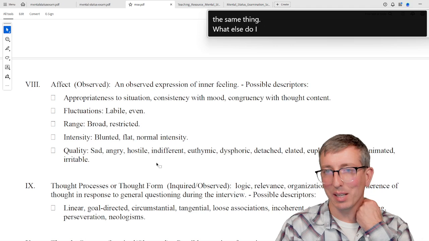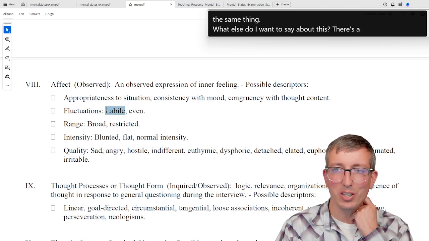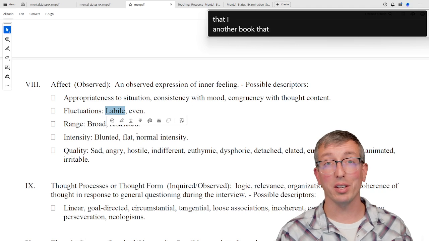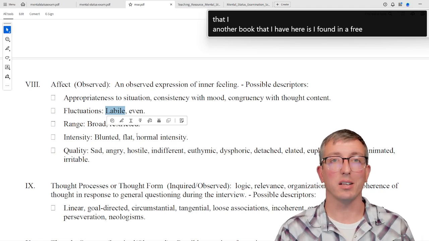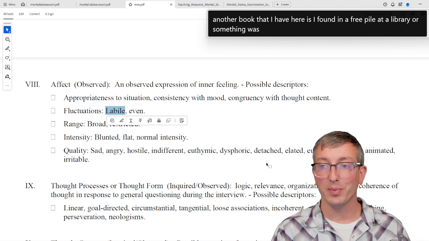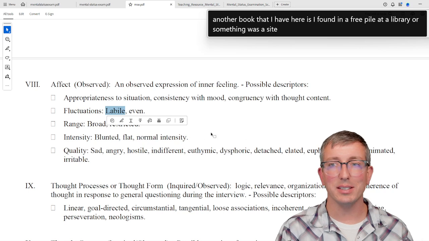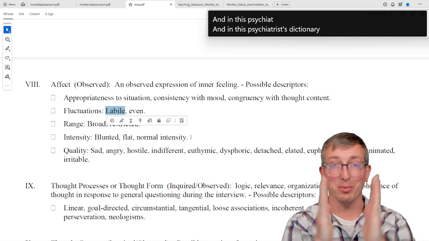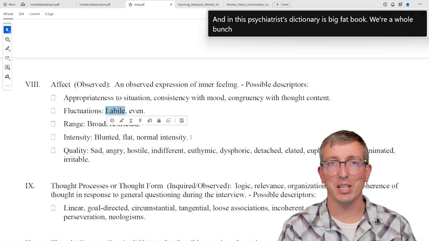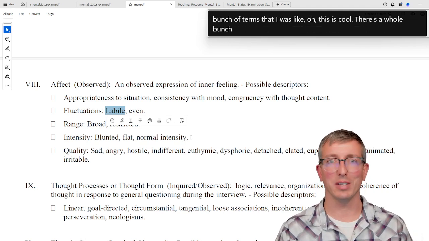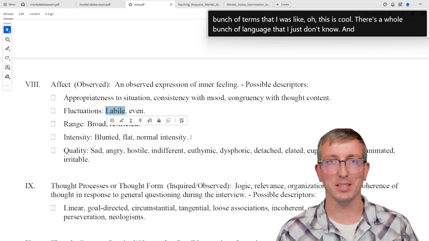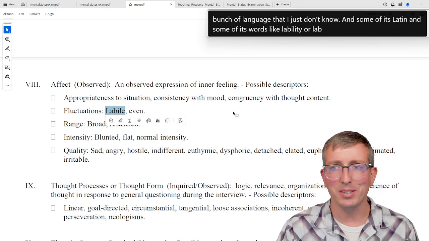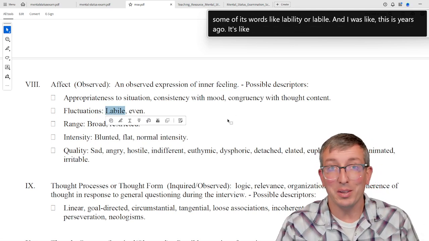What else do I want to say about this? There's a bunch of terms here. Another book that I have here, I found in a free pile at a library, was a psychiatrist dictionary. And in this big fat book were a whole bunch of terms that I was like, oh, this is cool. There's a whole bunch of language that I just don't know. Some of it's Latin and some of it's words like lability or labile. And I was like, this is years ago, I don't know what that term means.